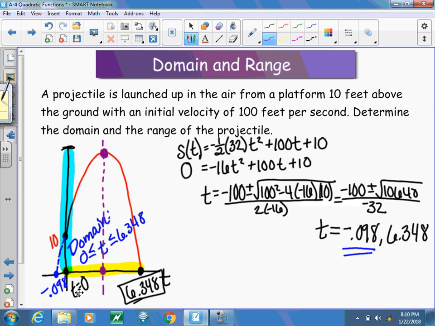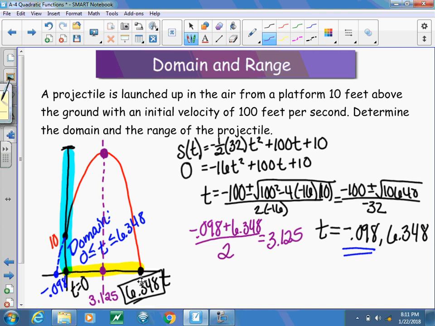So finding the midpoint, if you recall that from geometry, you can take the two numbers, add them together, and divide them by 2. So I'm going to take negative 0.098, add 6.348 to that, and divide that by 2. And here I end up getting 3.125. So what that means is at 3.125 seconds, this projectile is halfway, at its maximum point.